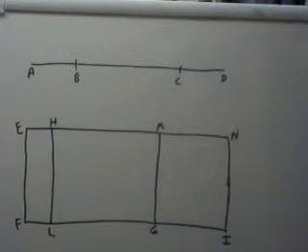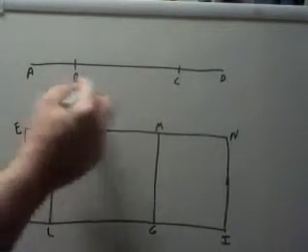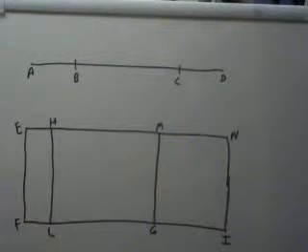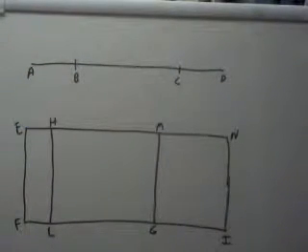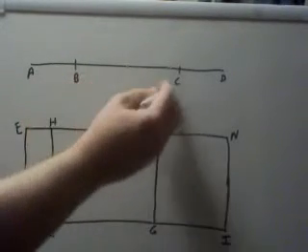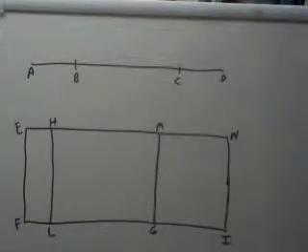Okay? Now, here's what I want you to do. I want you to take the length of AC. This is the length of AC right across here. Okay? I want you to take this length and I want you to make it into a square. Okay? And then I want you to take this length right across here and I want you to make it into a square as well.